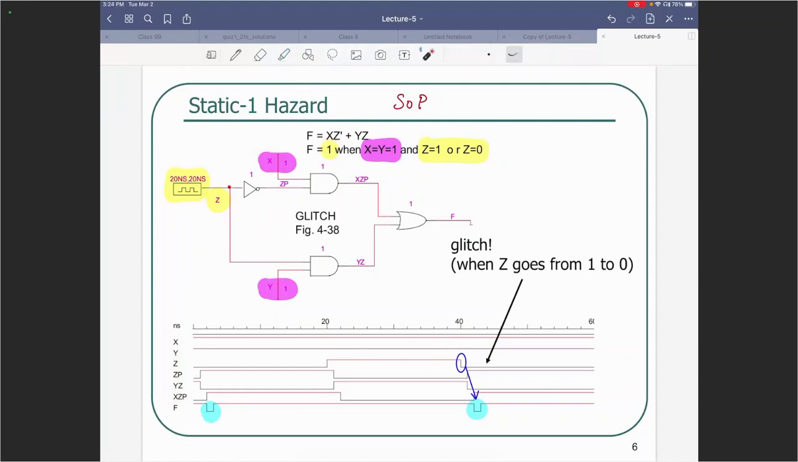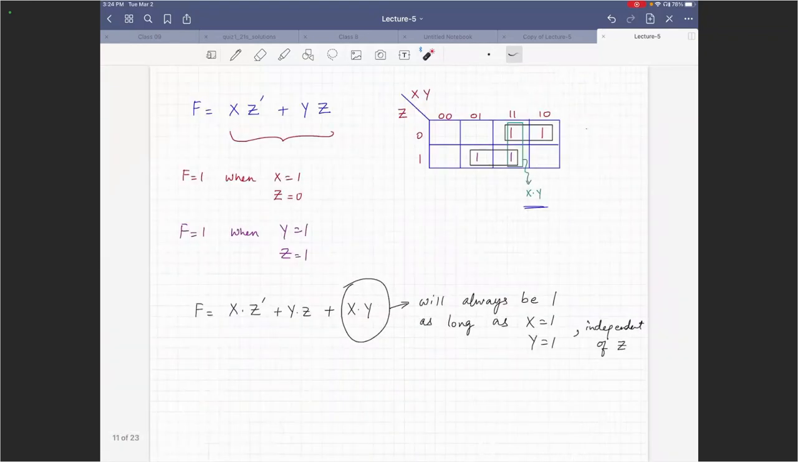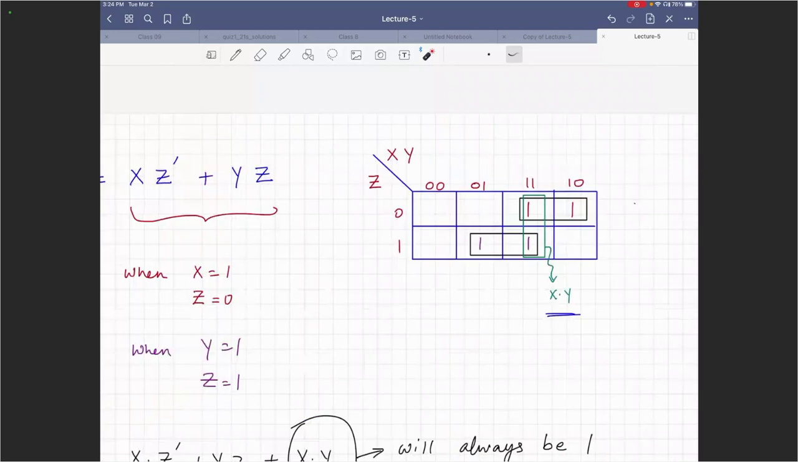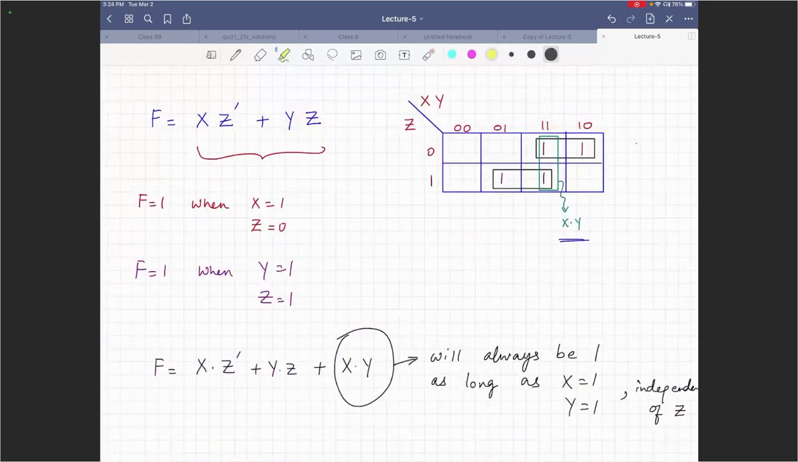So how do you fix it? We clearly know that you have a problem here because we got an accidental 0. So in order to help you fix it, I will use kmaps and add the redundant prime implicant. I've taken the original function here, X and Z complement or Y and Z. I have entered that function into the kmap and I've highlighted each of those product terms. For example, X and Z complement is, which one? X and Z complement is the horizontal top one. Then Y and Z is the second one.